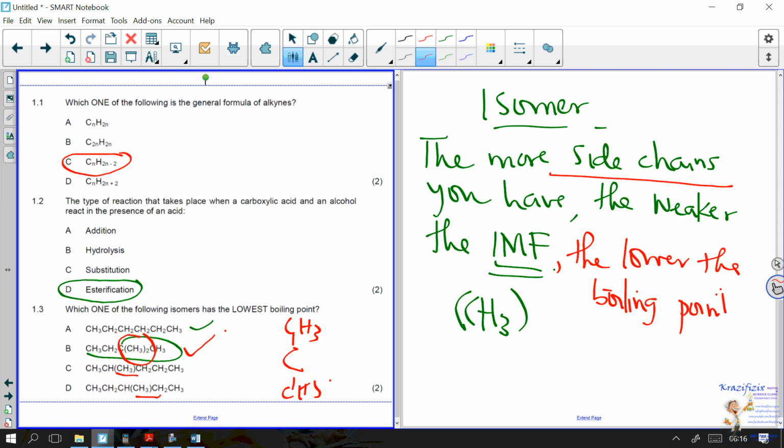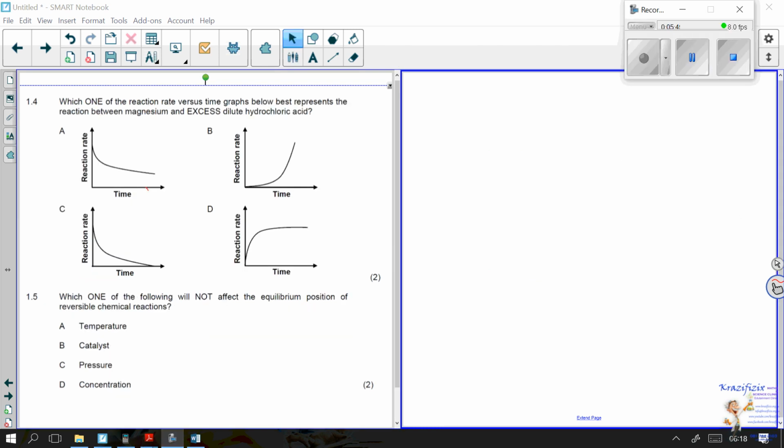It's good if you can also try to draw the structures. You would see how these questions are asked and answered. All right, 1.4 now, let's run. 1.4. Which one of the reaction rate versus time graphs below best represents the reaction between magnesium and excess dilute hydrochloric acid? Now, one thing about a reaction is it starts very, very fast. Reaction between magnesium and excess dilute hydrochloric acid.